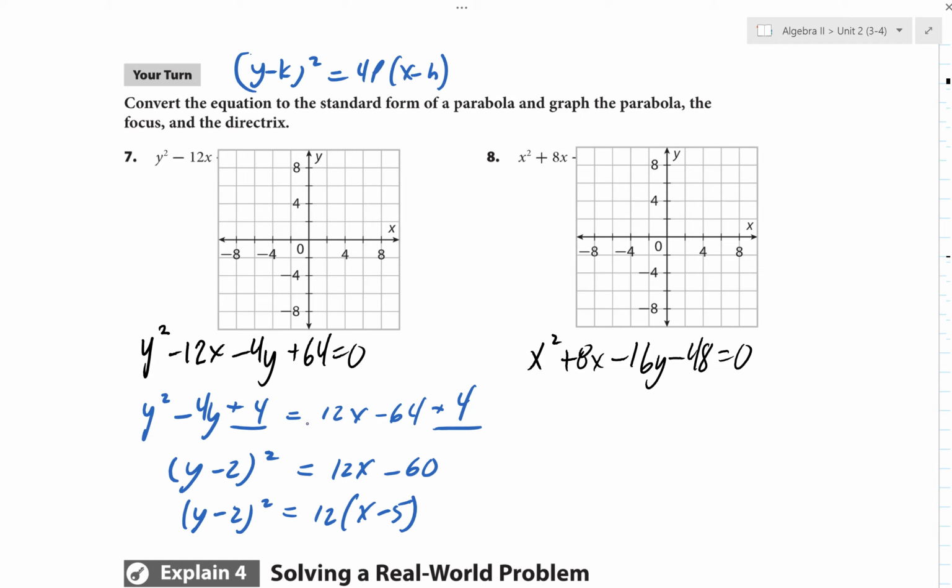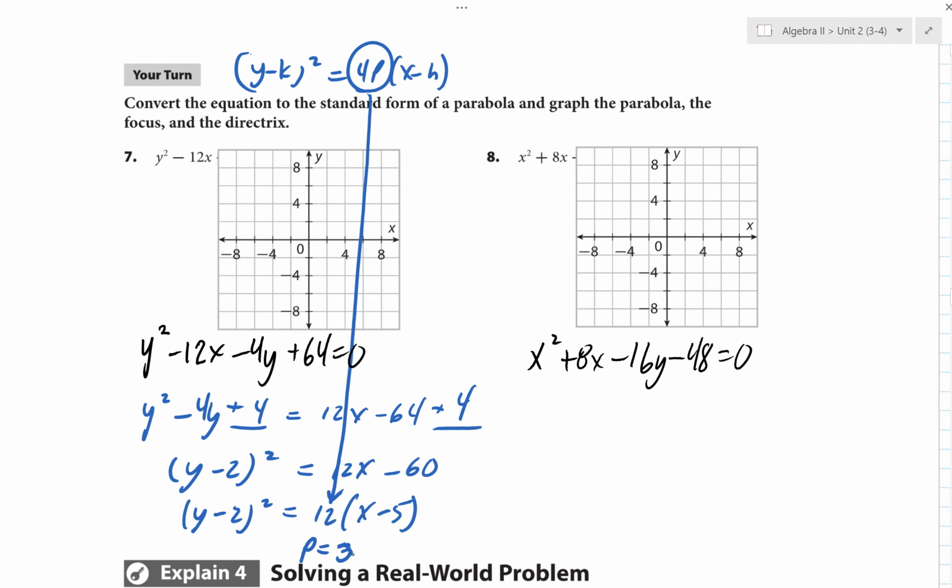Okay. Write down, please. Ella, what did your group get for P? 3 is correct because 4P is what's in front of x minus h, and so 4P is 12. And if 4P equals 12, then that means P equals 3. That's correct. Okay, so P equals 3.